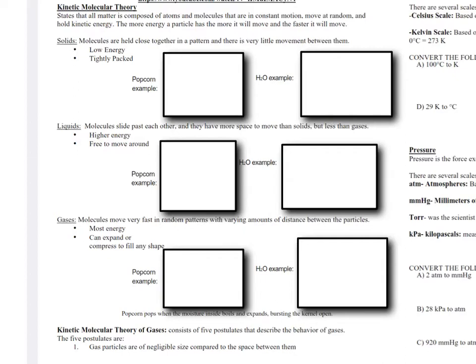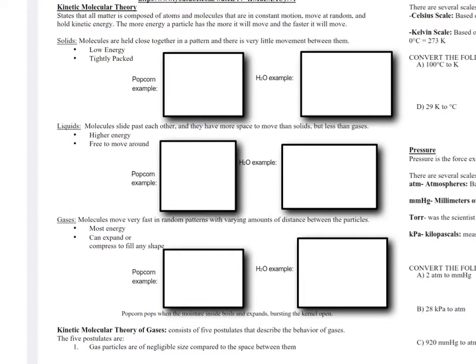So this theory states that all matter is composed of atoms and molecules that are in constant motion, right, kinetic, move at random, and hold kinetic energy. The more energy a particle has, the more it will move, and the faster it will move. The more energy something has also depends on what state of matter it is in.